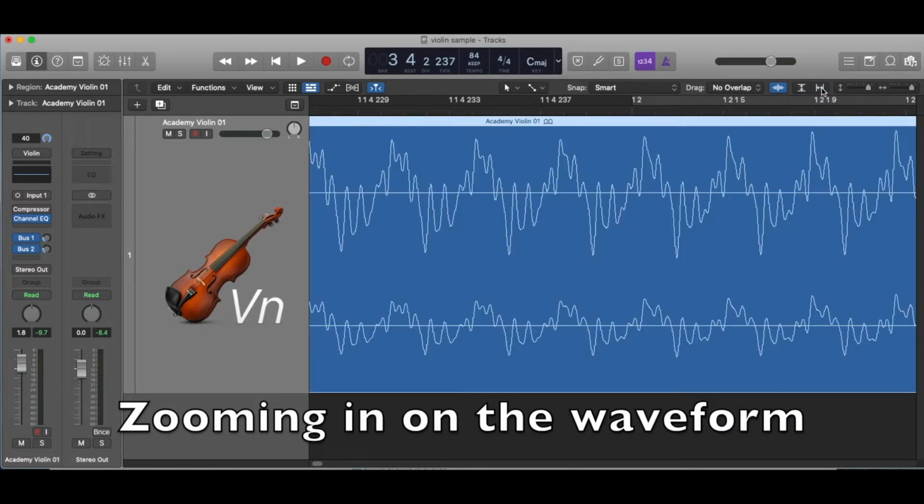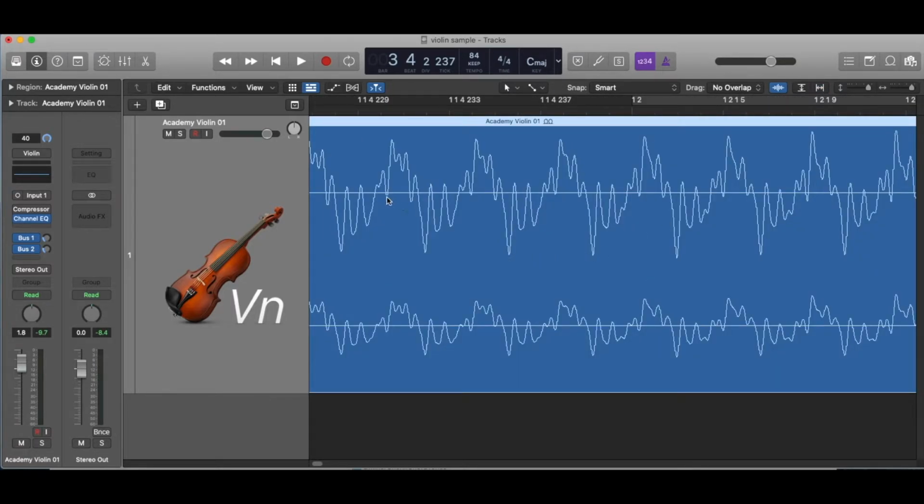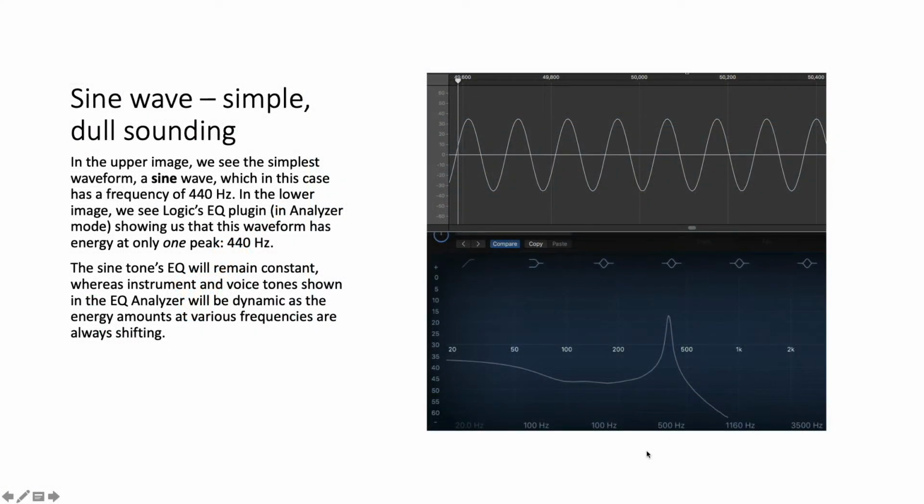Now we're zooming in on the waveform, and with the cursor we're seeing the beginning of each one of the cycles in this particular view, the cycles of the wave. The most simple of the simple waveforms is the sine wave. In the upper image, we see a sine wave, which in this case has the frequency of 440 hertz. Remember, that means that there are 440 cycles of the waveform every second.